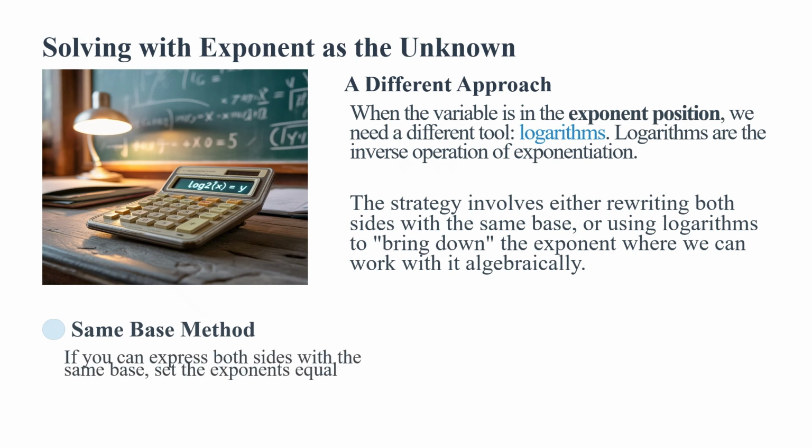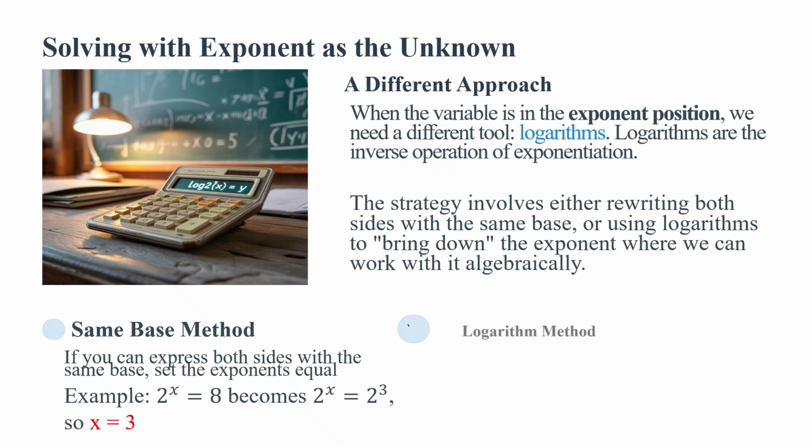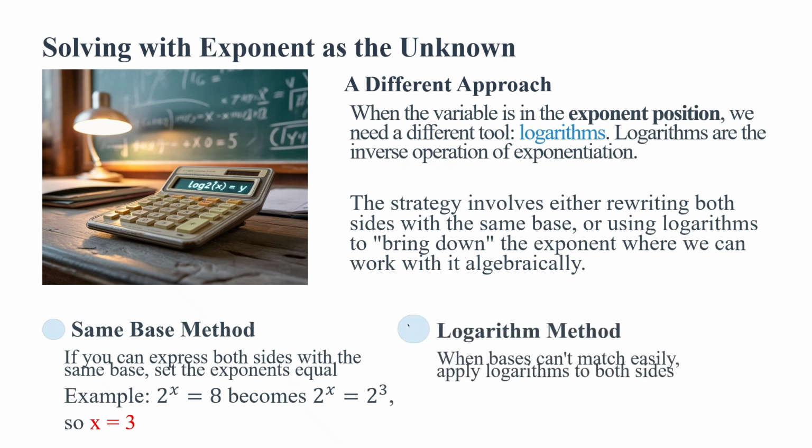First, the same base method. If both sides of the equation can be written using the same base, just make the bases equal, and then set the exponents equal to each other. For example, 2 to the power of x equals 8 can be rewritten as 2 to the power of x equals 2 cubed. Since the bases are the same, we can set x equal to 3.